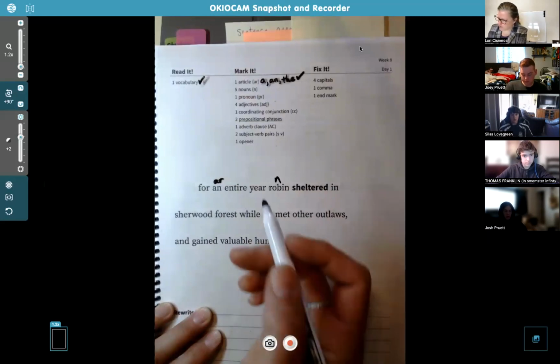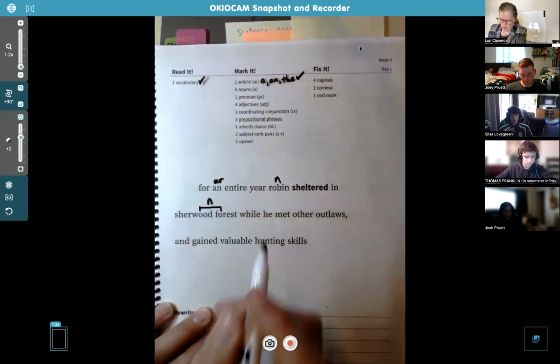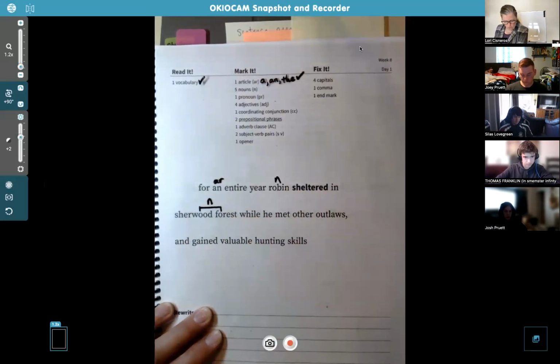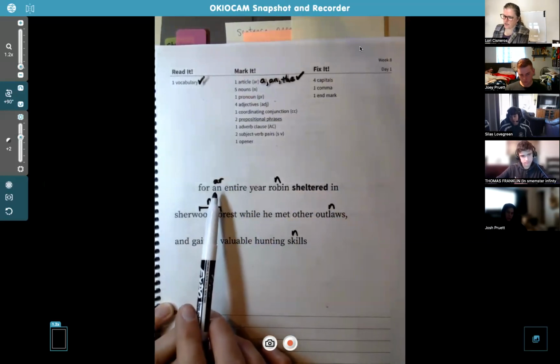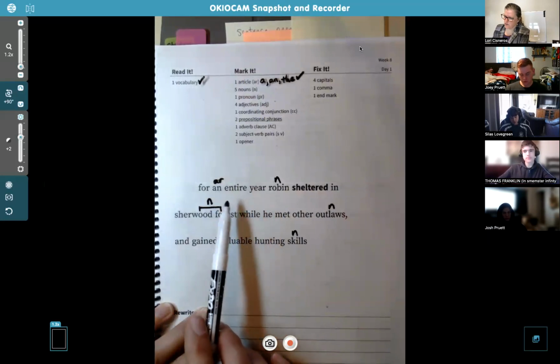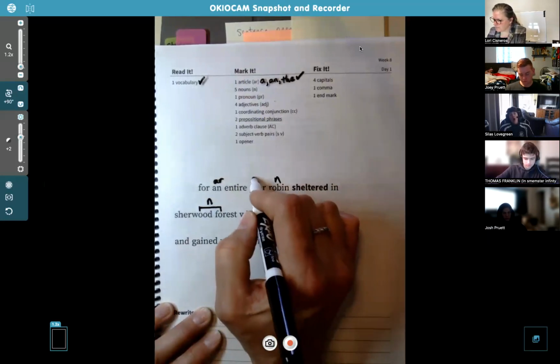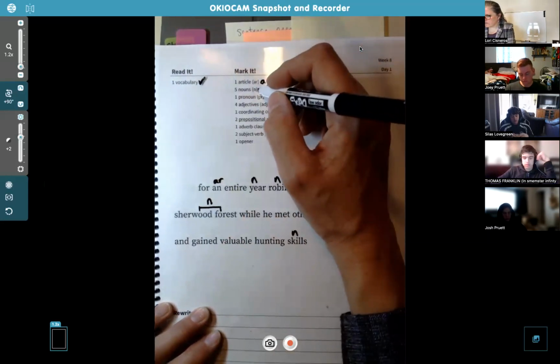Sherwood Forest. Yes, and we're going to mark it like this because it's a proper noun and it goes together. Outlaws. Yes. Hunting skills, so skills. Yes, and then there's one more. Your clue is the article, because the article tells us that a noun is coming. So year, yeah. Good. So those are the 5 nouns.